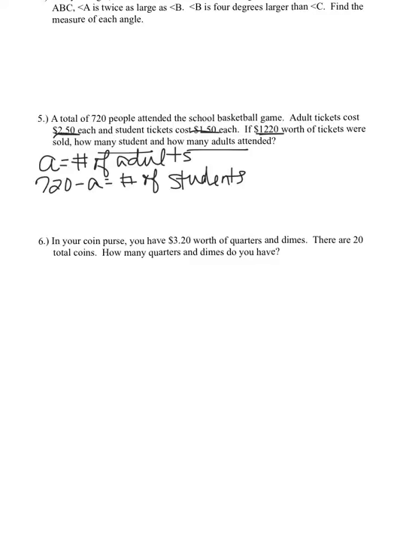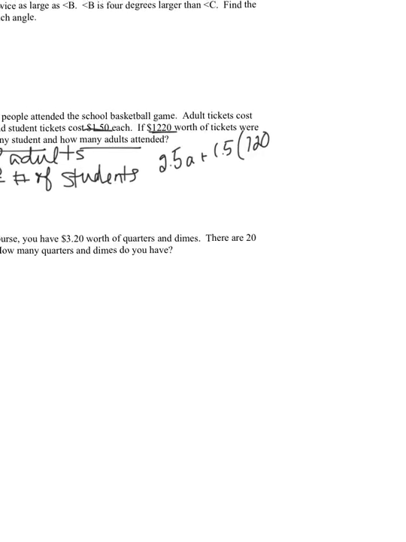So now we're going to take a look at the value. So if I know it's $2.50 for each adult ticket, and $1.50 for each student ticket, and I know $1,220 worth of tickets were sold, I can take the cost of an adult ticket times however many adults plus the cost of a student ticket times however many students, so 720 minus A. So the value and cost of an adult ticket plus the value and cost of a student ticket times however many students and however many adults came is going to equal the total amount that I was given.